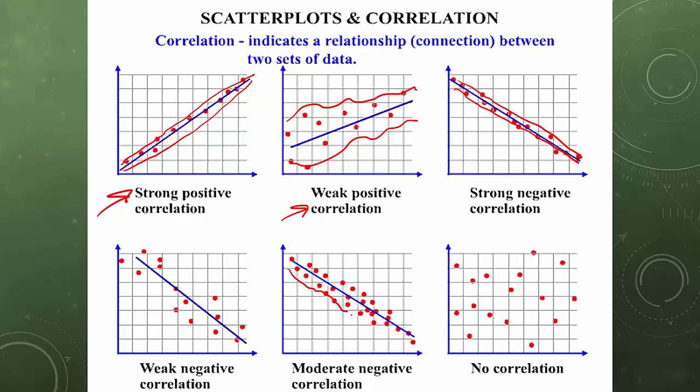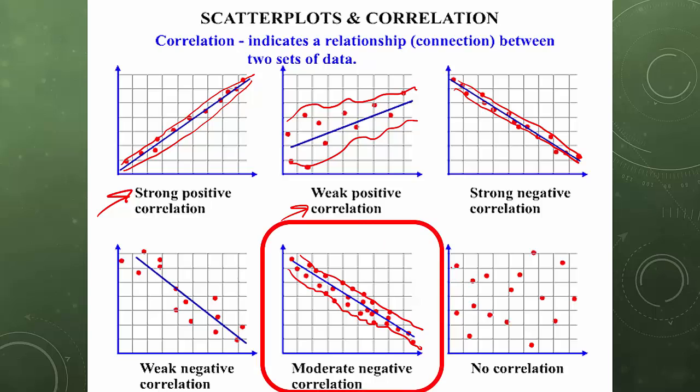Moderate, that's kind of the new one. Notice that's a little bit more in between. So it's not quite as far out as weak, but not quite as close as strong. So we're adding one more in there as a possibility. We still have no correlation. All right, so that's the new one.